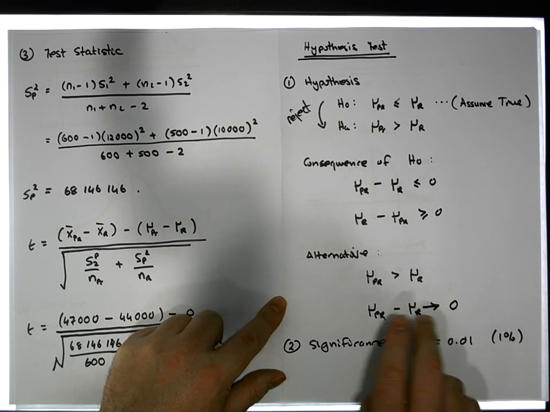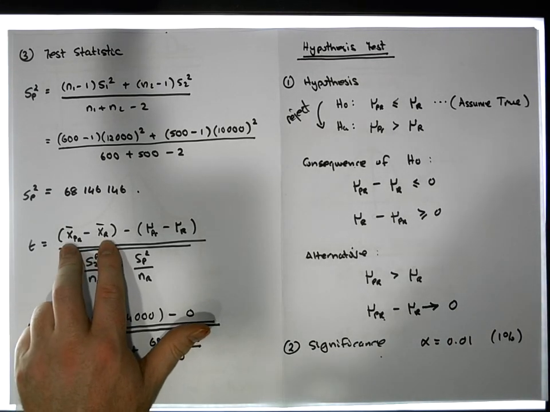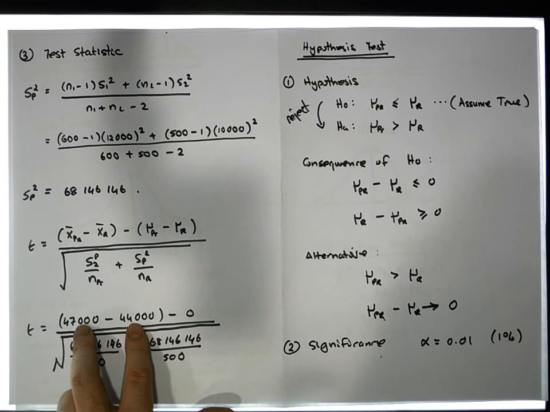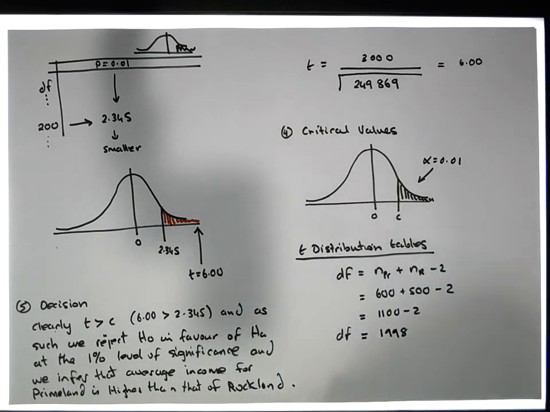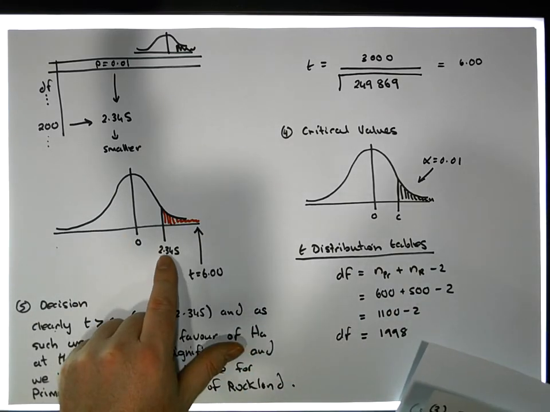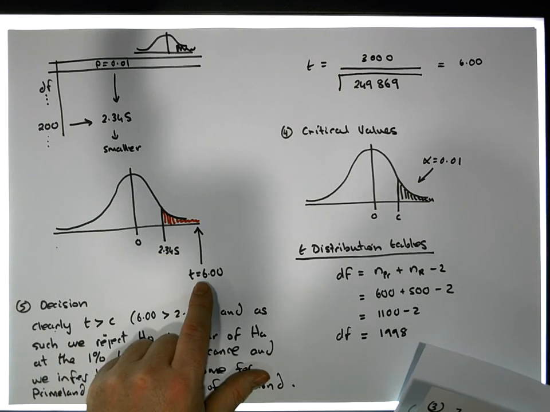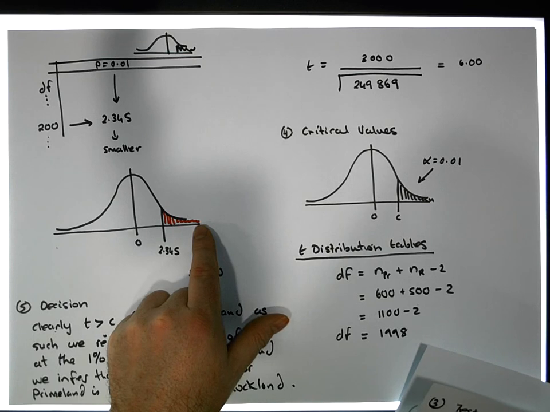We observed that the difference between the evidence was actually positive, a positive value. So we were in a right-hand tail test. And our decision was that our critical value was 2.345. Our test statistic was 6.00. Our test statistic has fallen inside the critical region, and as such, we reject H0.